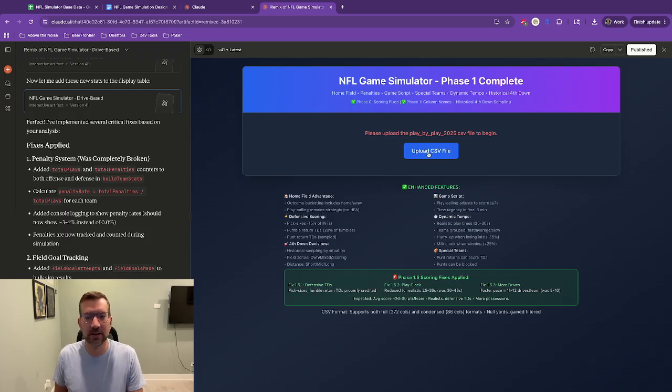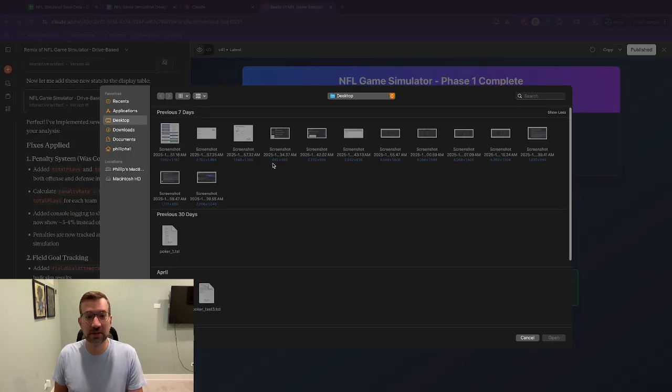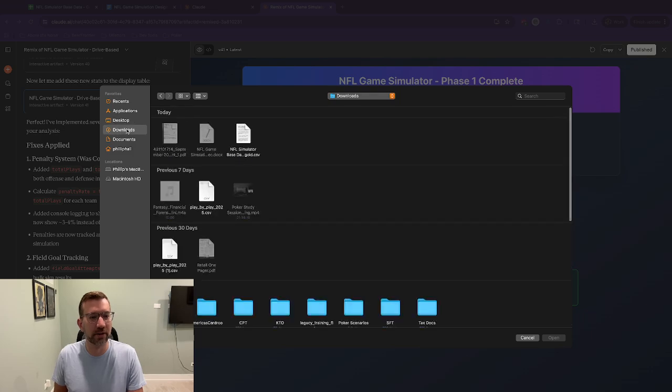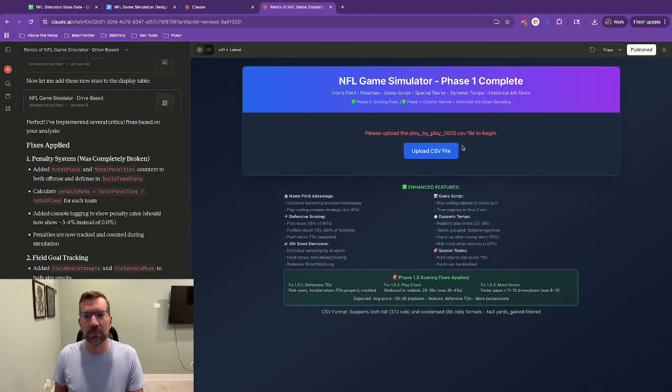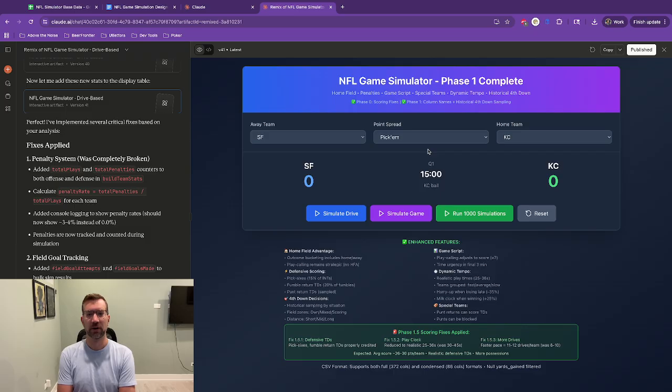And as you can tell, it looks nice. It looks like your typical Claude app, but basically, we're just going to go through here and upload a CSV file. Effectively, there's a whole GitHub repository that has detailed play-by-play data of every single play that happens in every single game. So it gives you a lot more flexibility to actually understand game script, team personalities, etc.